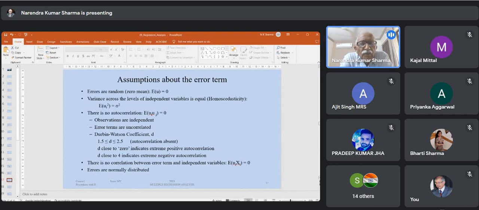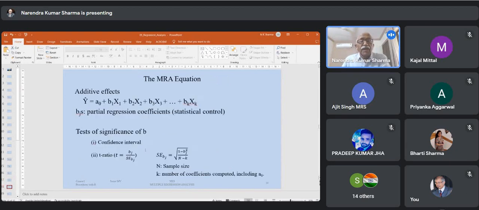And then errors are normally distributed. Again, this is an important assumption, and if any of these assumptions are violated, our model will be no good. So neither can we make good predictions, nor can we make good theory out of that. So let's look at the multiple regression analysis.